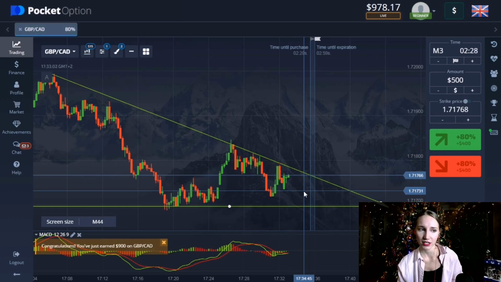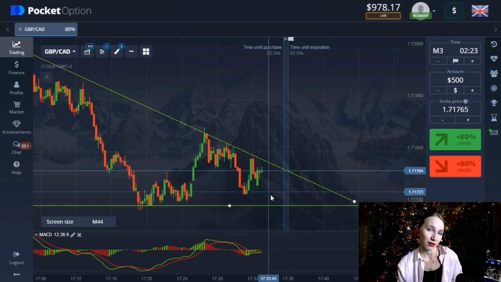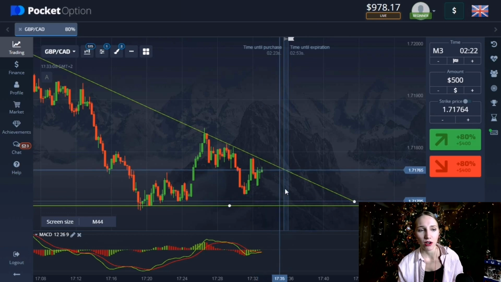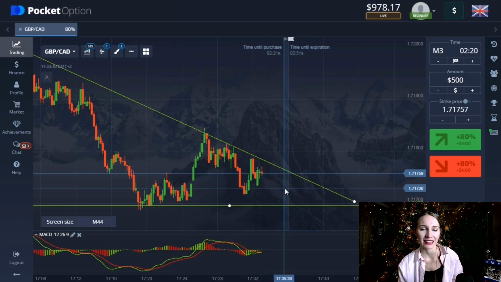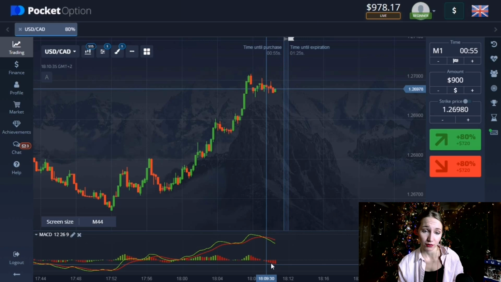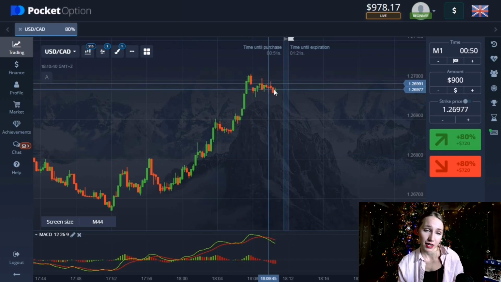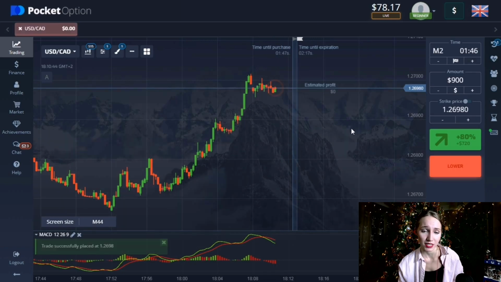Well, it's not bad. As you can see, the price really continued moving down and we are getting our profit. So the indicator has showed us a very good entry point. I like it and I want to continue. Well, here we can see that at this moment the indicator is showing us there's an entry point, and also on the chart after the uptrend there is a small pullback down. So let's open a trade for 2 minutes with down.